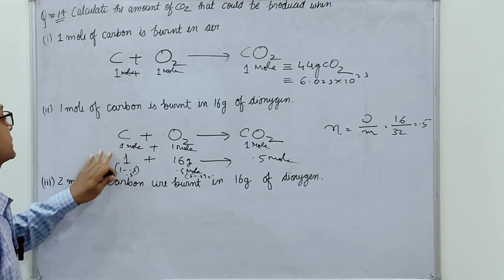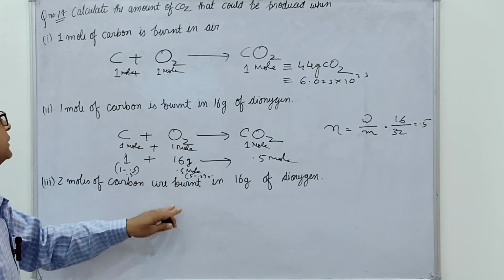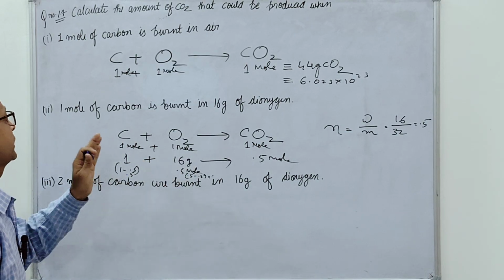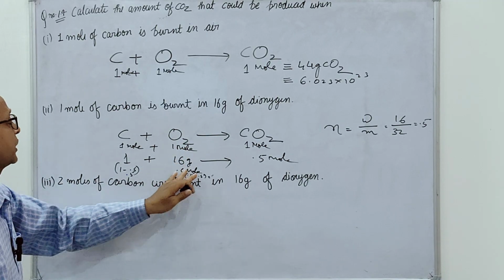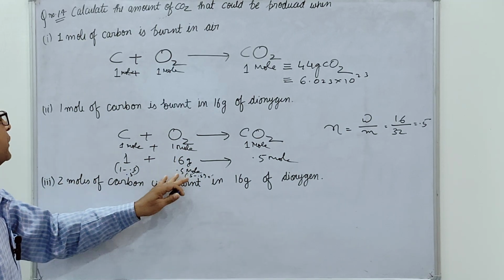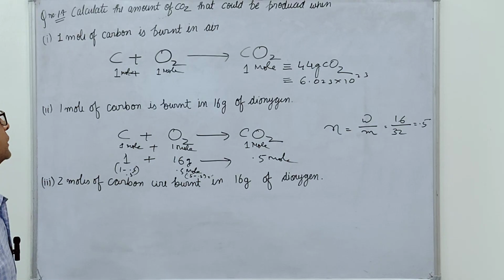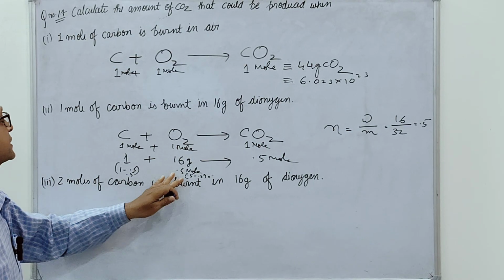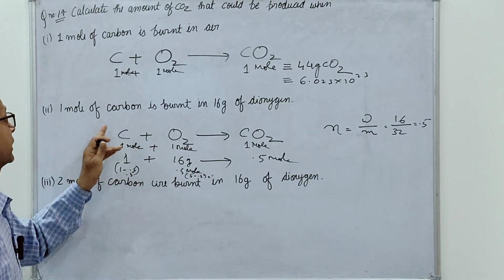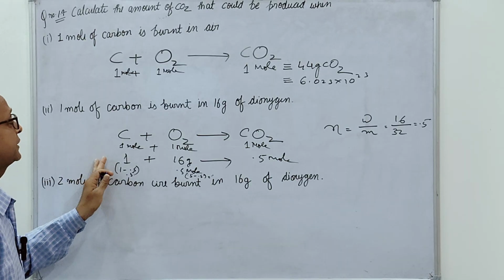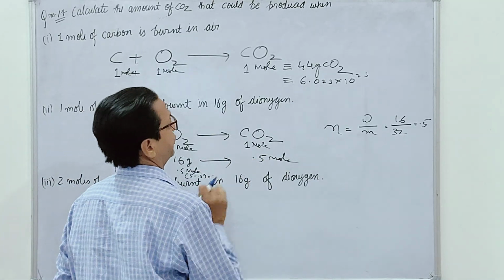This carbon is present in excess. Carbon is 1 mole and oxygen only 0.5 mole. If you burn 1 mole of carbon, you need 1 mole of oxygen. But in this problem, only 0.5 mole of oxygen is present. So 0.5 mole of oxygen will react with 0.5 mole of carbon to produce 0.5 mole of carbon dioxide. So this oxygen will be completely consumed and 0.5 mole of carbon will remain. So this is the excess reagent and this is the limiting reagent. So 0.5 mole of CO2 will be produced.